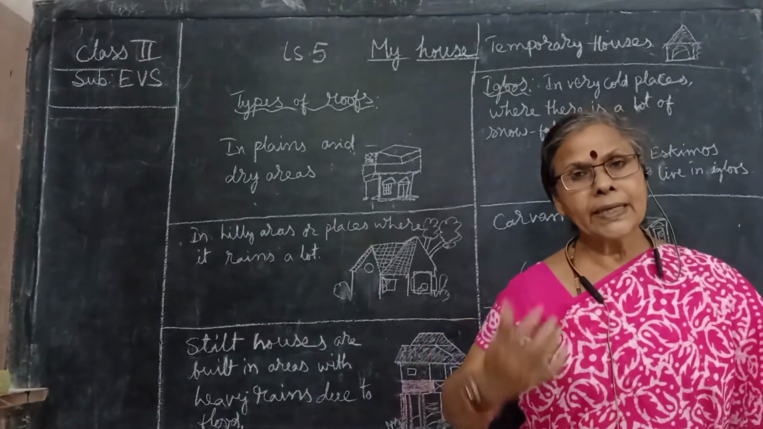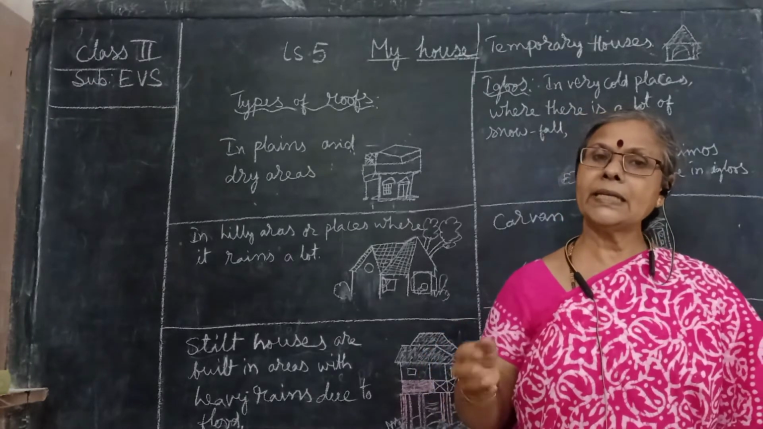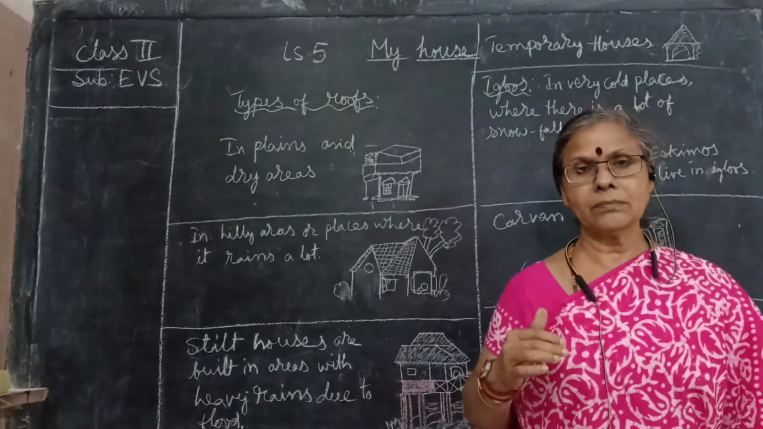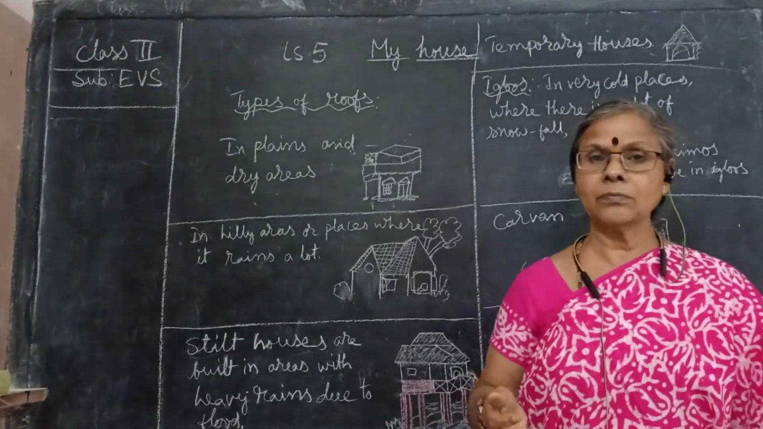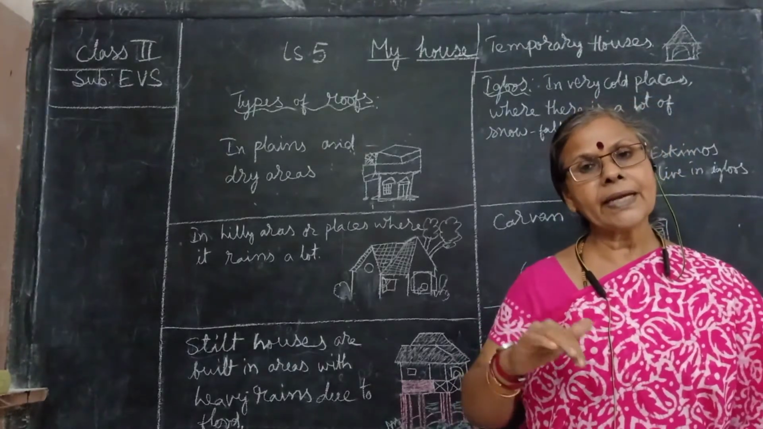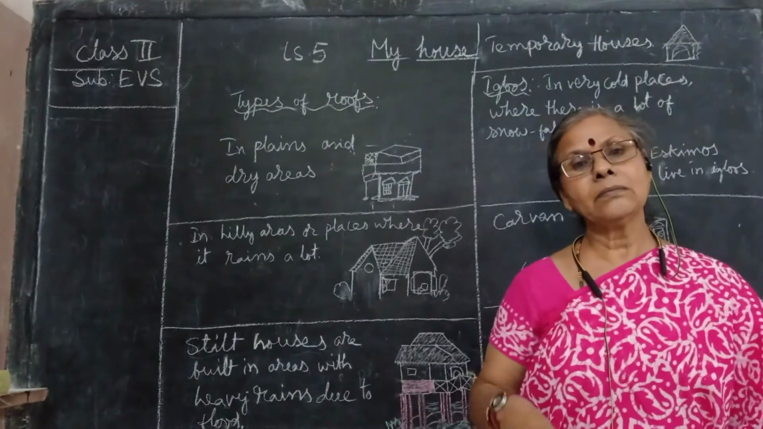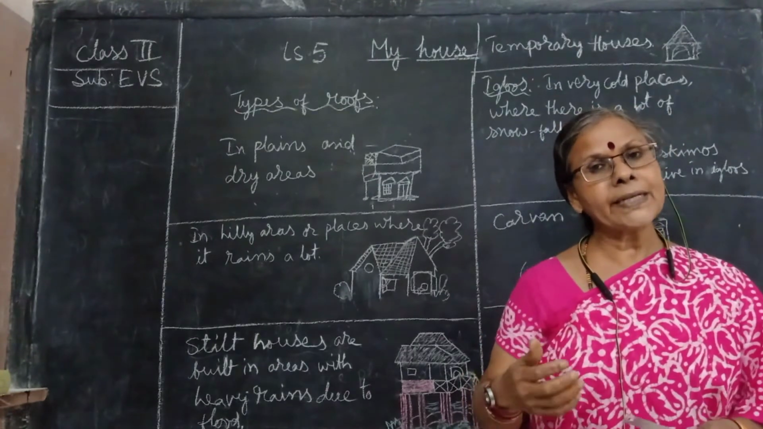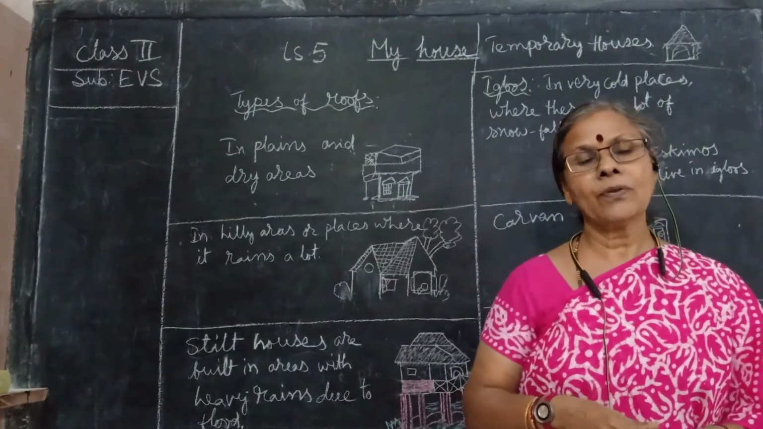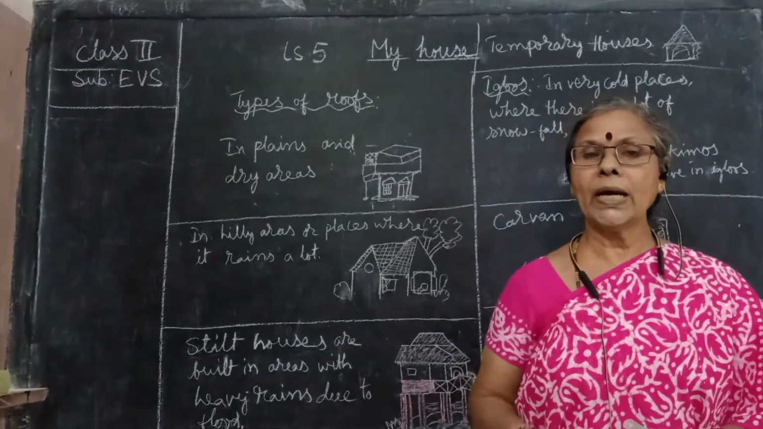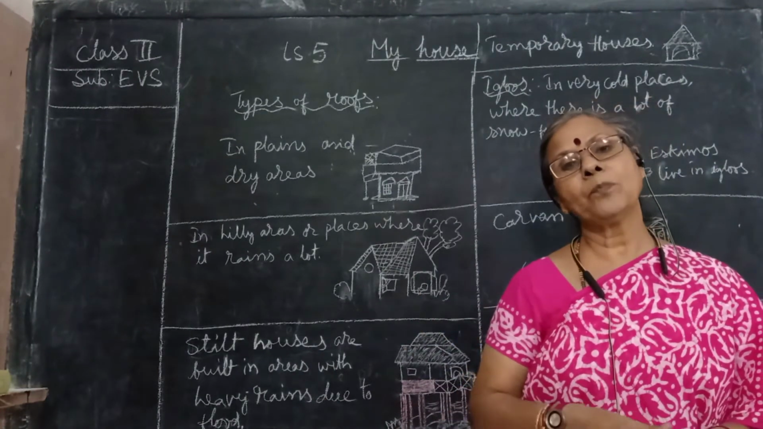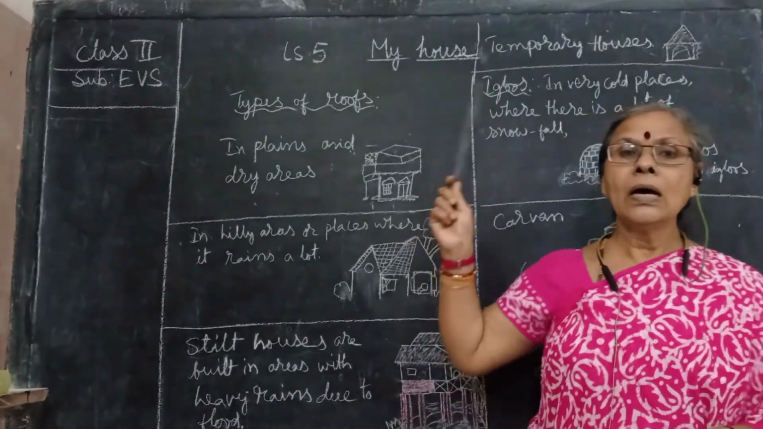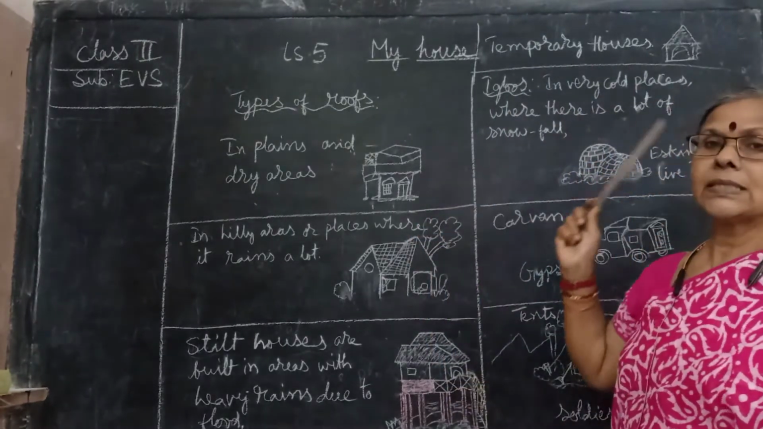Means immediately they can construct, and after the work where they are staying, they can remove that and collect the material, and they can move from the place and go to another place. Those types of houses are called temporary houses.